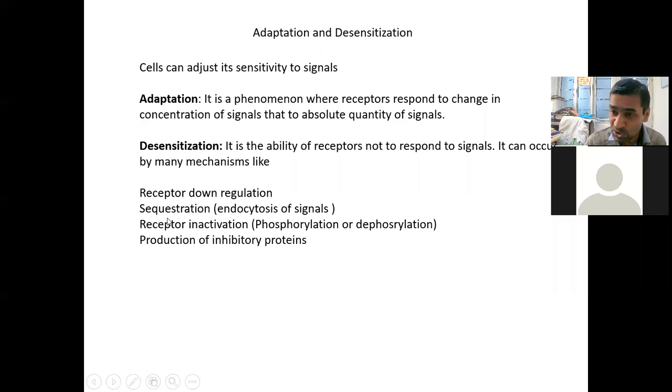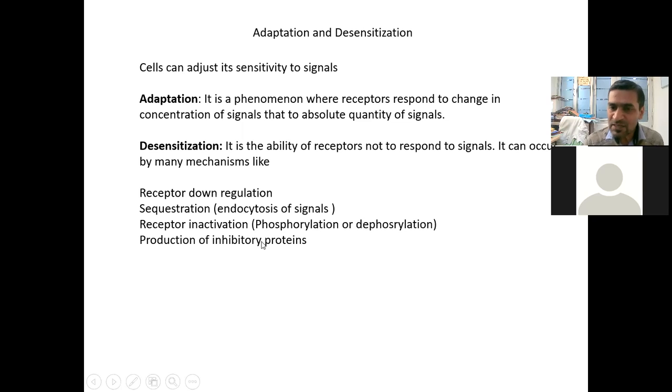Another mechanism can be sequestration. Sequestration is what? Endocytosis of the signals. For example, some signal has bound to the receptors. So this bound receptor signal complex will be endocytosed inside the cells, and will be integrated with the lysosome, and in the endolysosomes, they will be degraded. They will be broken down into smaller parts. So what will happen ultimately? The effective concentration of the receptors on the cell surface will be less, and therefore you will get no response or a diminished response.